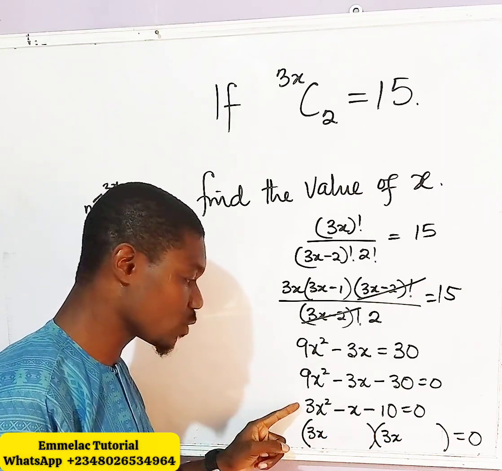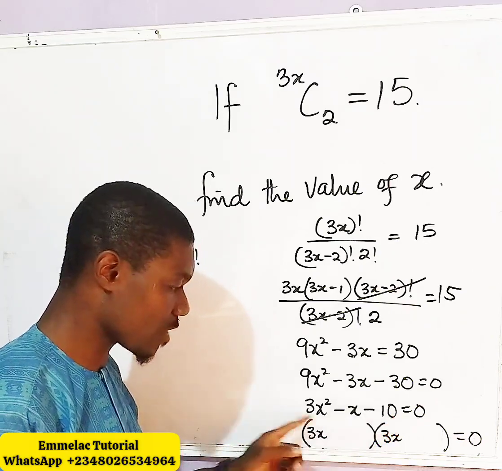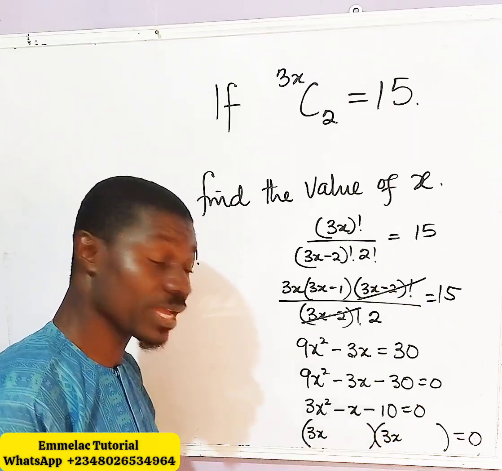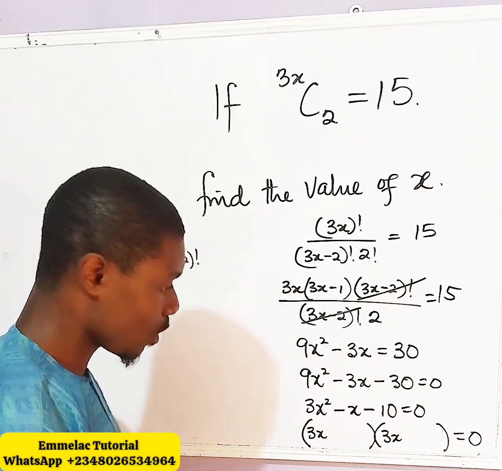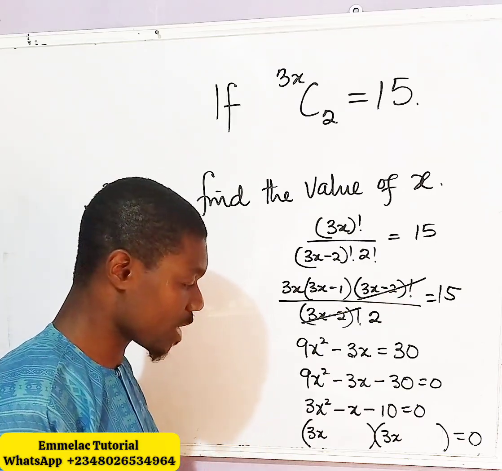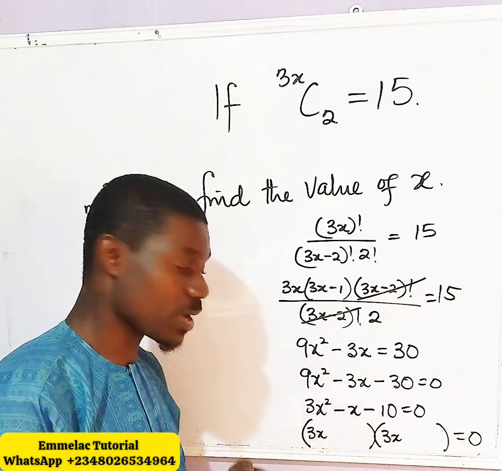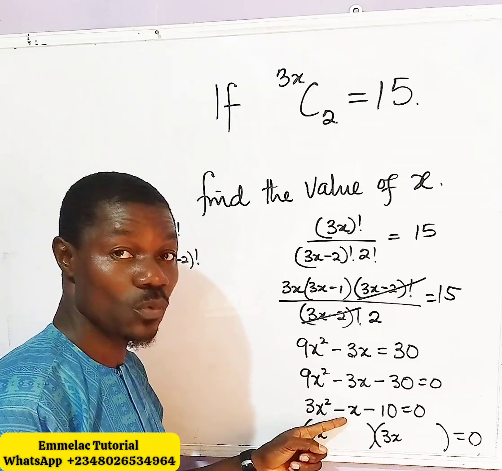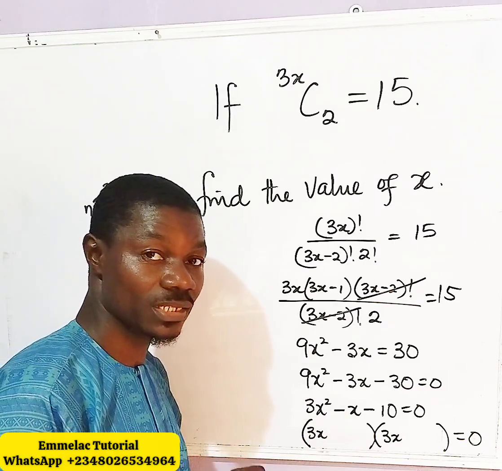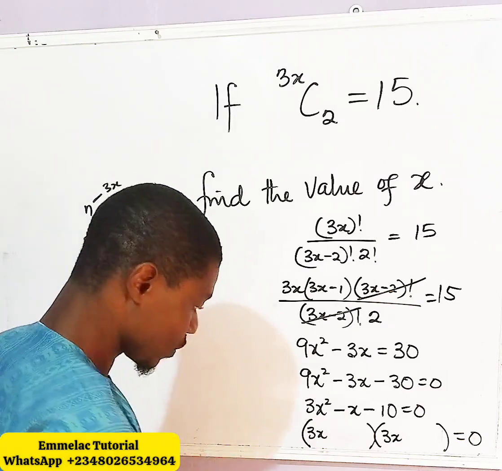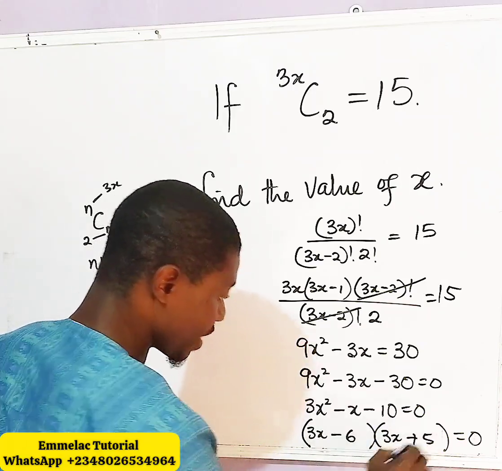Now let us multiply the leading coefficient by the constant. So here we have 10. 3 times 10 will give us 30. What are those two numbers which when you multiply will give us negative 30, and when you add these two numbers give you negative 1? Those two numbers will be minus 6 and 5. So you can just put minus 6 here and plus 5 here.